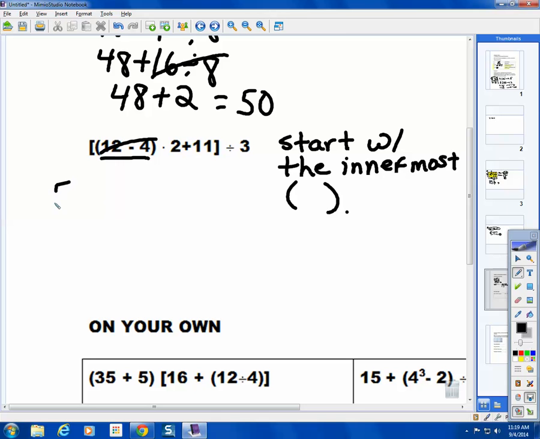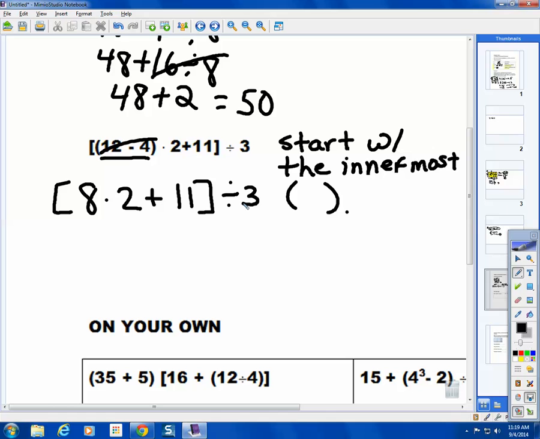I'm going to put the bracket down. I'm going to put an 8, and then I've got 8 times what here? 8 times 2 plus what value? 11. Don't forget to bring down that last bracket. Divided by 3. Now we've taken care of the innermost set of parentheses right here. Okay? Everybody agree there? All right.